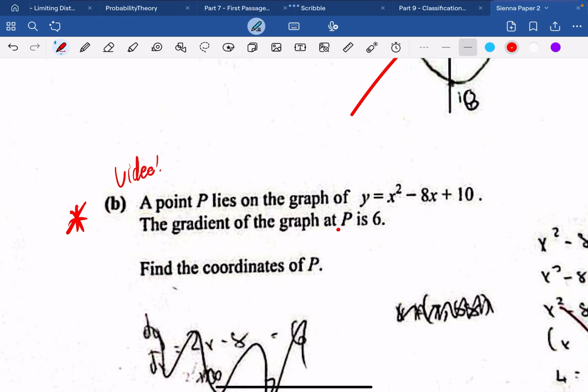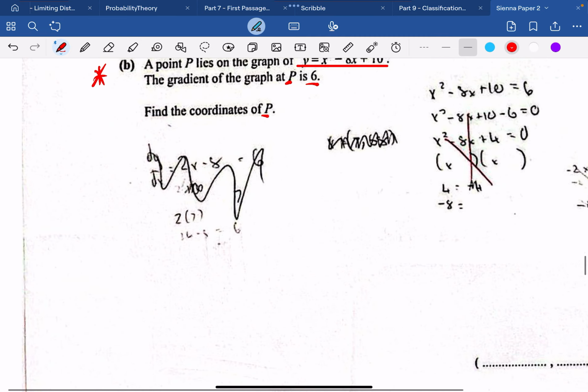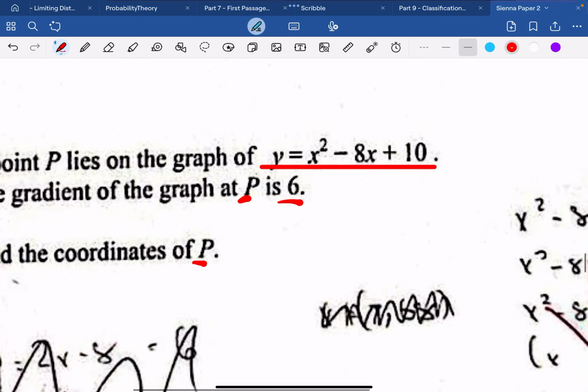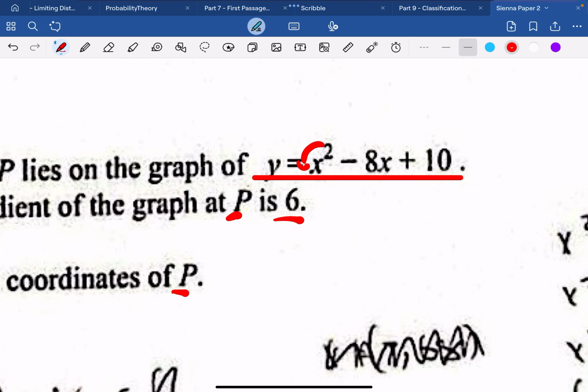The gradient of the graph at P is 6. Find the coordinates of P. Okay, so how do we get the gradient of a graph at a point? The gradient is equal to the derivative at the point. So we're going to take the derivative of y. Y prime is equal to 2x minus 8. Because we do the power rule, bring down the 2, minus 1, bring down the 1, minus 1. So x to the 1 minus 1 is equal to x to the 0, which is equal to 1. So all we're left with is the minus 8.